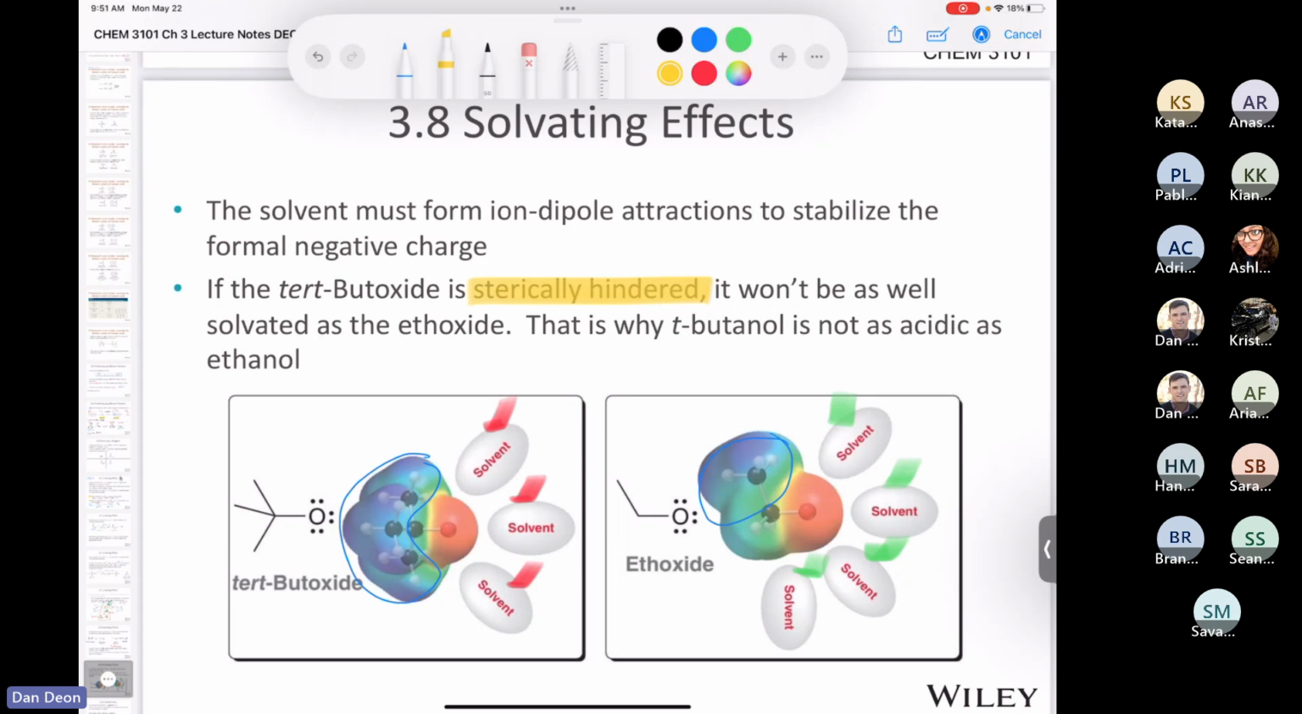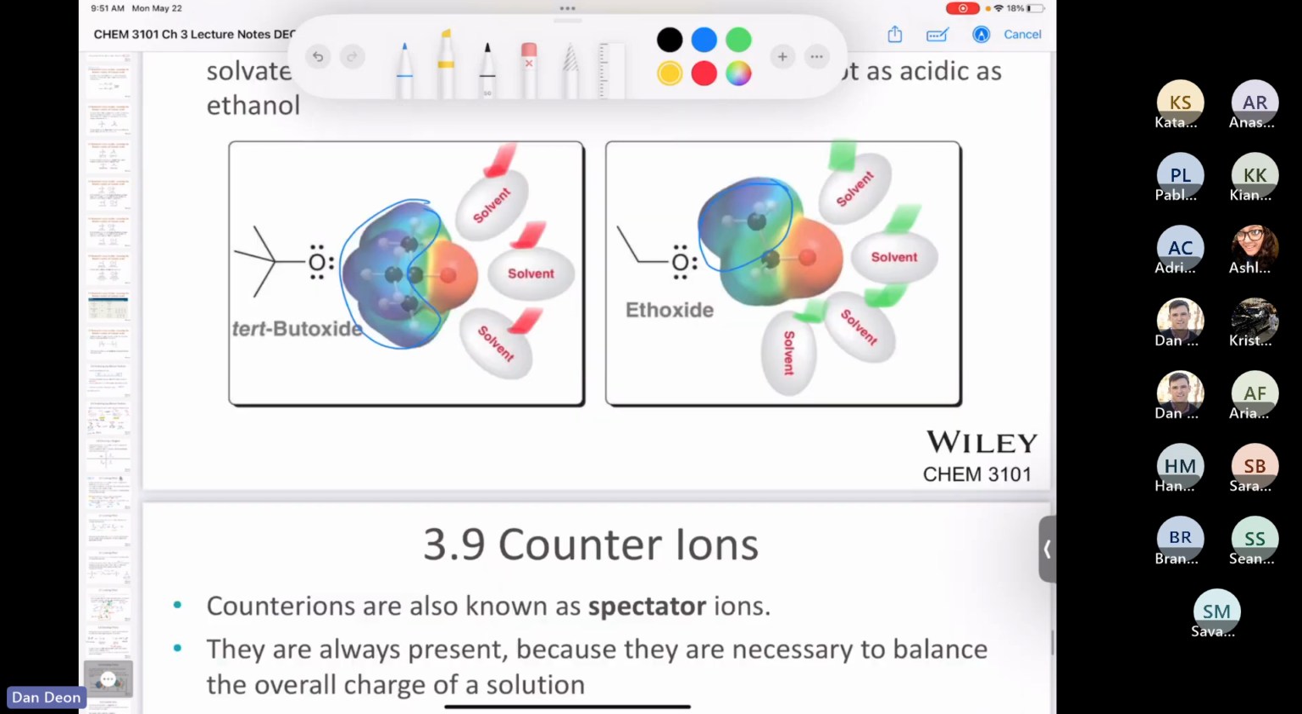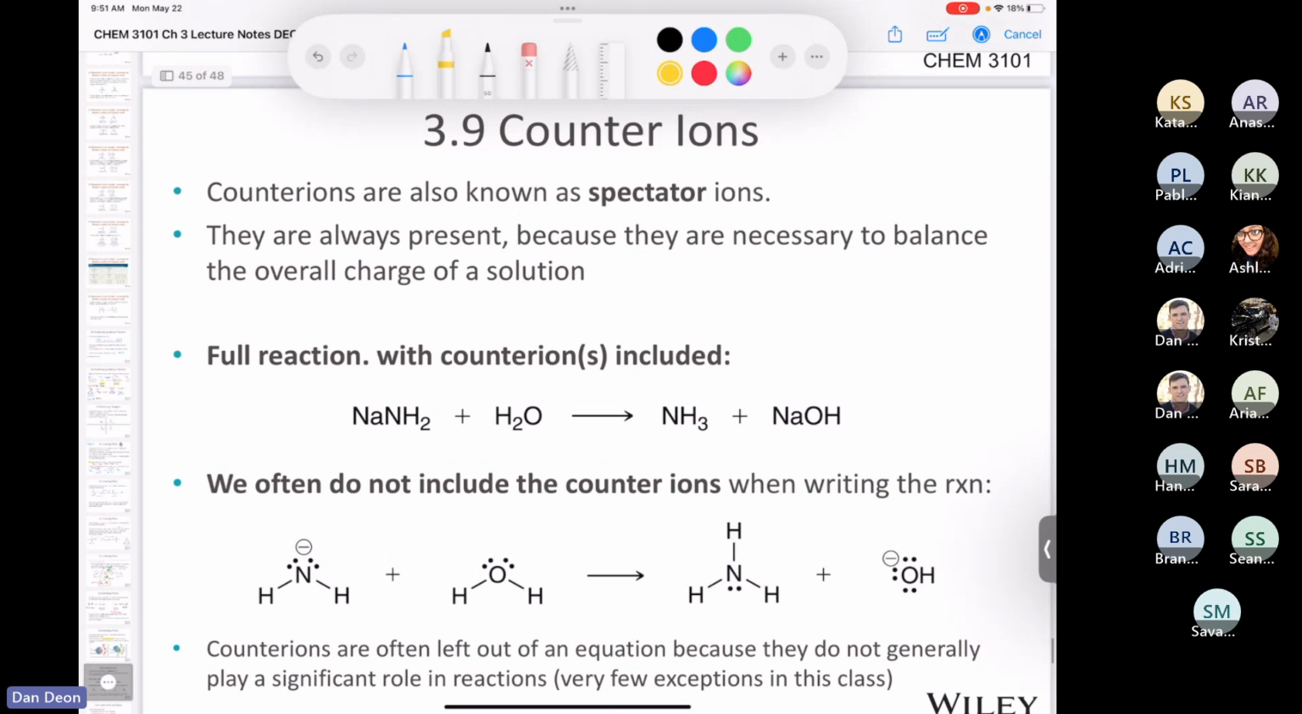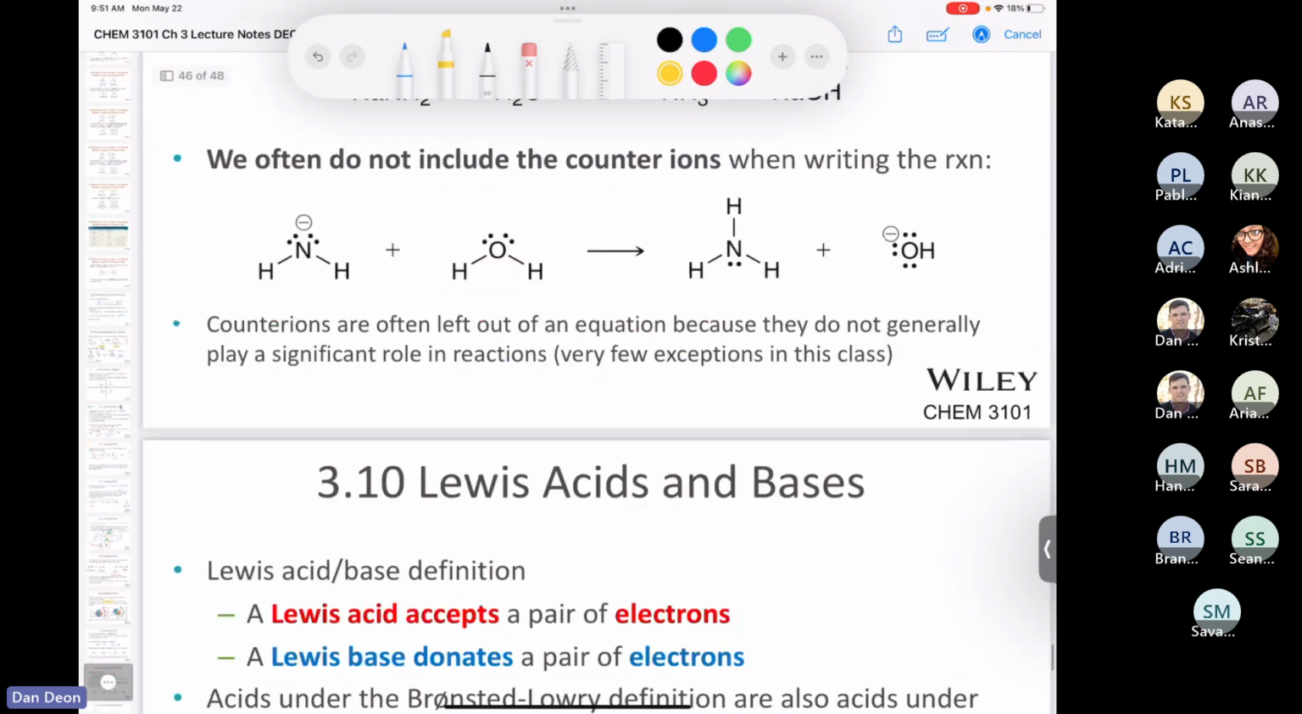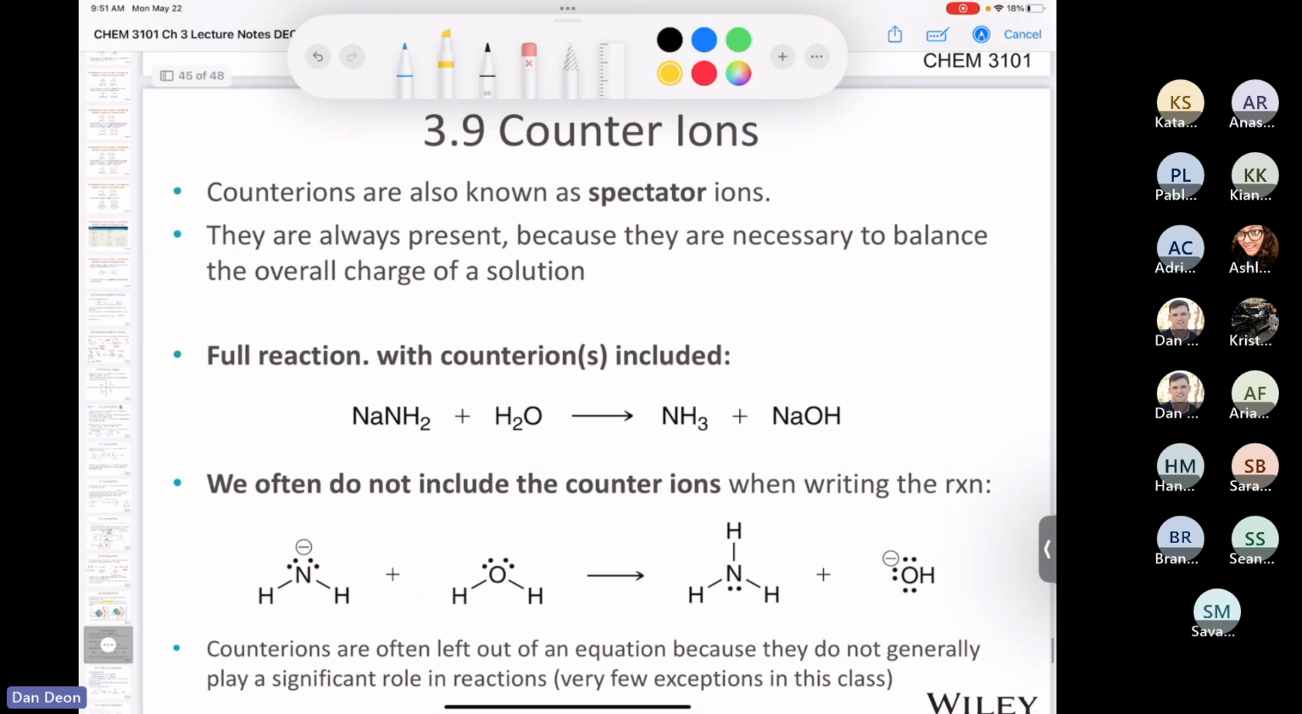All right, let's look at one more section before we take another break. And this section deals with counter ions. It's a very short section. You see, it's only one slide, section 3.9.